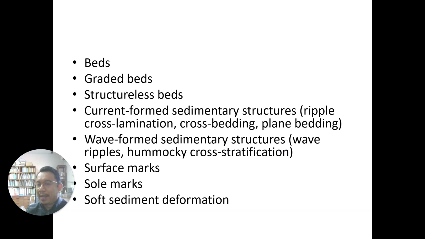Okay, so things like beds, current generated sedimentary structures like ripples and cross beds, wave-formed sedimentary structures, surface marks, sole marks, and also soft sediment deformations. Okay, so let's have a look at these kinds of sedimentary structures.